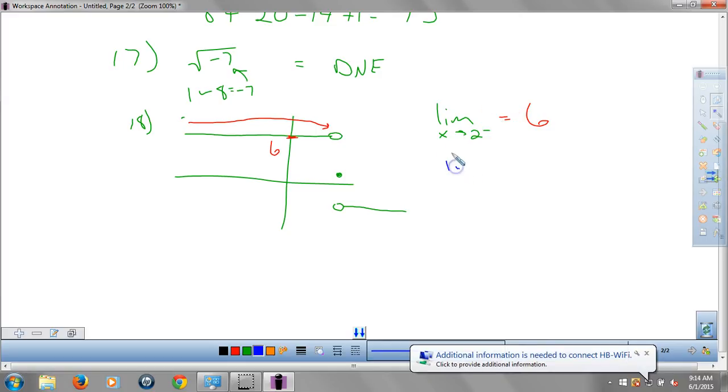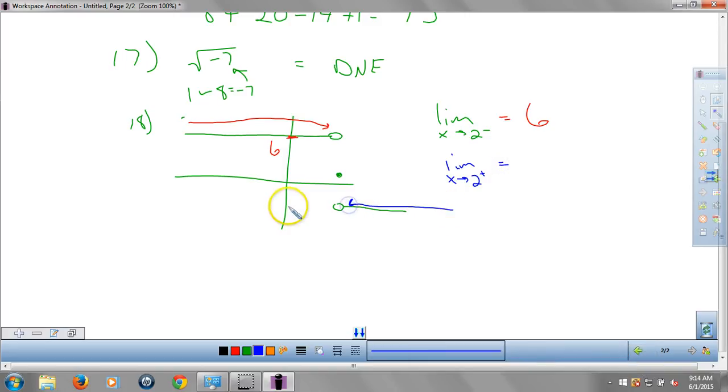So then what's my limit as x approaches 2 from the positive side? It means I'm coming from this direction. And what's my y value? A negative 2.